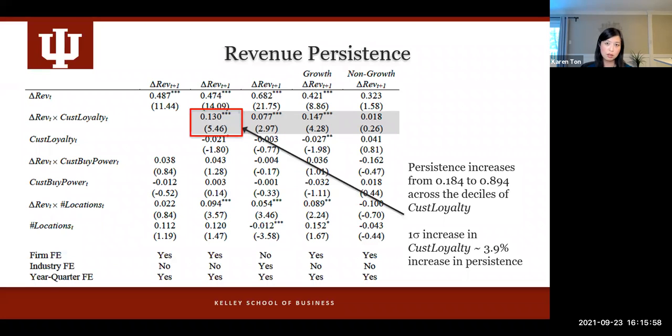Now, the last two columns present a cross-sectional test. In this test, we were interested in seeing whether the relationship between customer loyalty and revenue persistence varies based on the performance of the firm's revenue, right? Because there's prior literature that suggests that firms that are experiencing losses are going to have less persistence. And what we found was pretty consistent with the prior literature. We found that the positive association between customer loyalty and revenue persistence is really driven by firms with positive revenue growth.